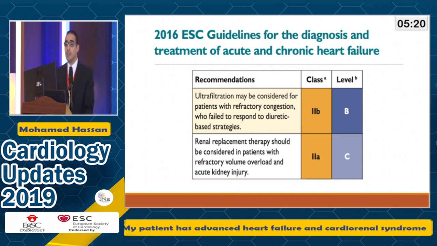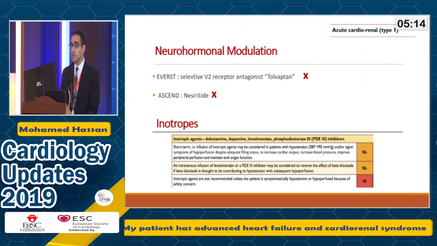What about neurohormonal modulation in acute heart failure and type 1 cardiorenal syndrome? Although it theoretically makes sense, most of the studies did not show benefit in terms of prognosis and mortality, like with the use of V2 receptor antagonist or nesiritide in the EVEREST and the ASCEND trials.